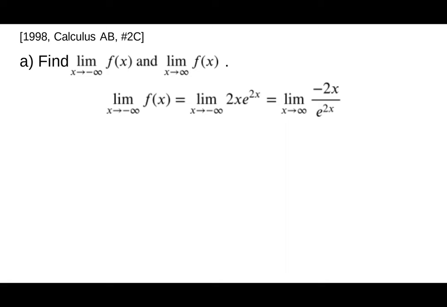Starting with the limit as x approaches negative infinity of f of x, that limit is equal to the limit as x approaches negative infinity of 2x times e to the 2x, which is equal to the limit as x approaches positive infinity of negative 2x over e to the 2x. Now, it might not seem obvious why we want to get this into a fraction, but we're going to end up having to use L'Hopital's rule, and in order to use L'Hopital's rule, it needs to be written as a fraction, so that's why.